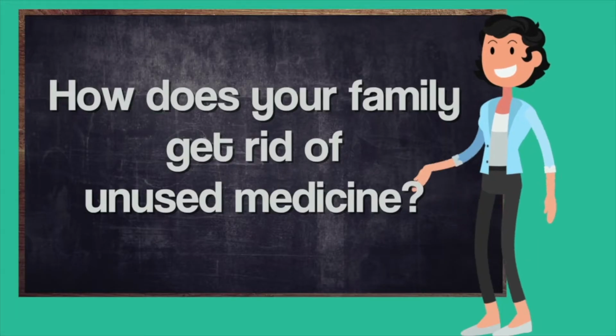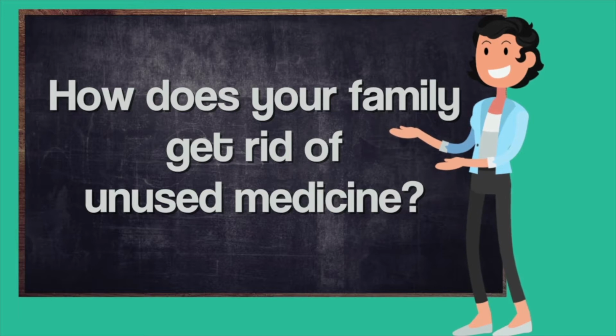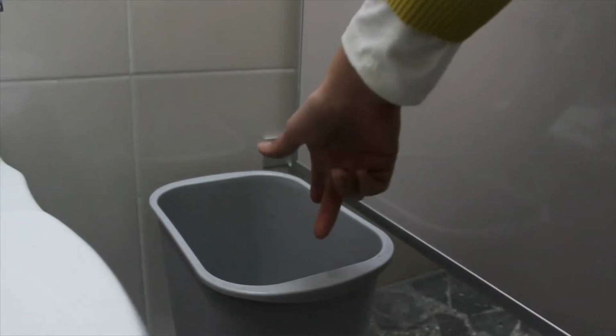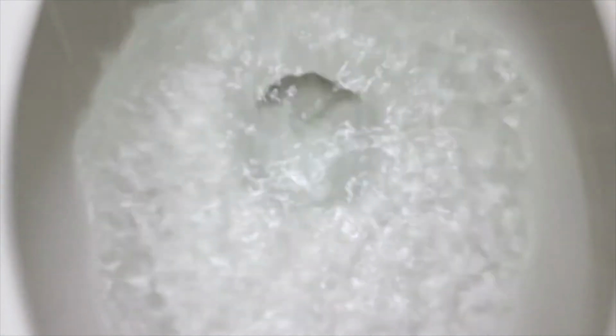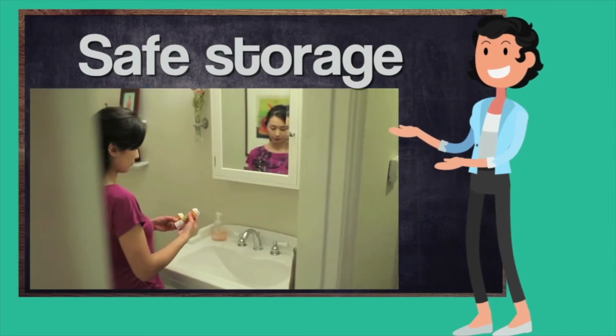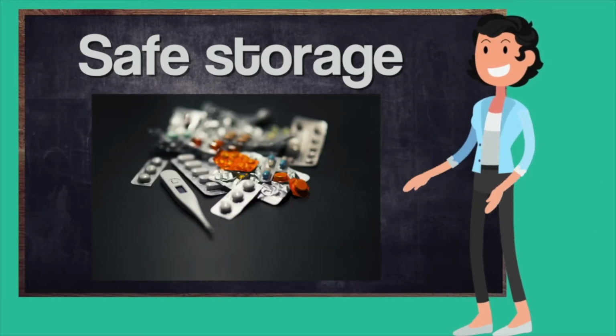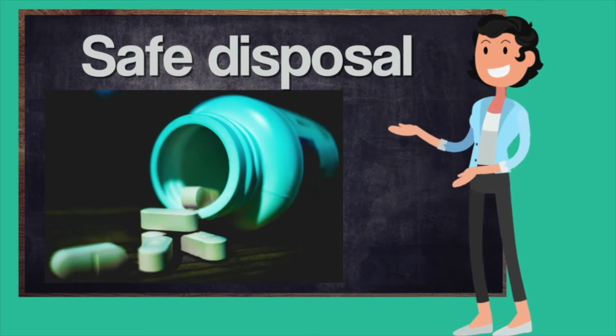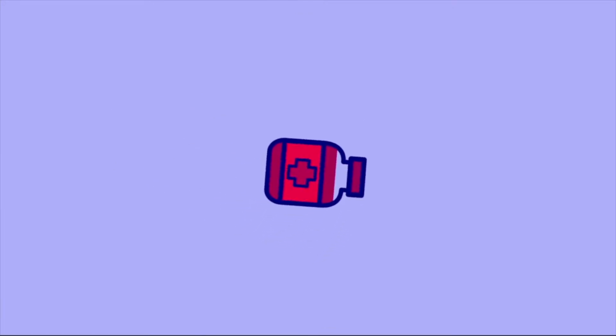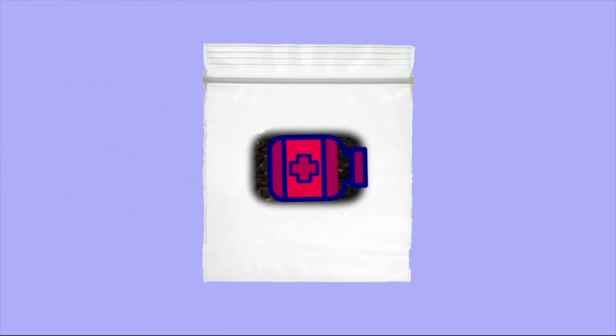Ask students how their families get rid of unused medicine. Common answers may include putting the medicine in the trash or flushing the medicine. Explain to students that just as safe storage is important for keeping medicines away from people who shouldn't have them, safe disposal is also important. Before throwing away OTC medicines, mix them with an unappealing substance like kitty litter or coffee grounds and place them in a closed container, such as a sealed plastic bag.